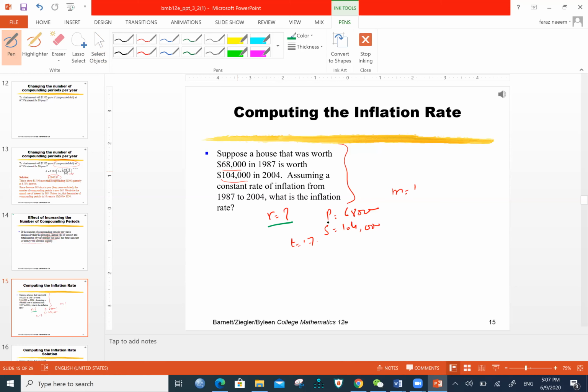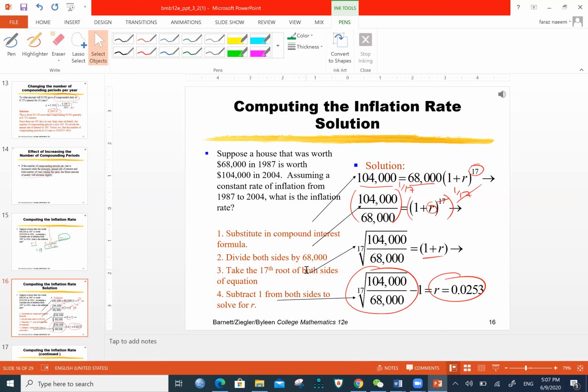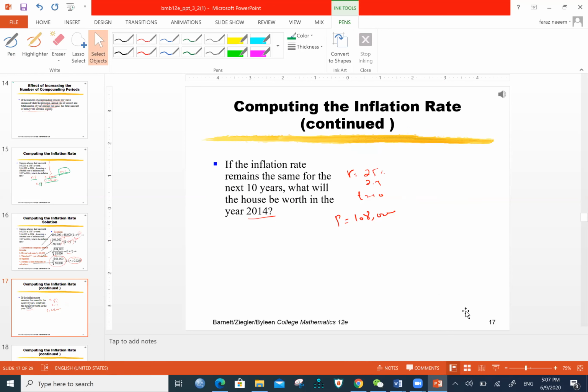Principal amount is 68,000. It went to 104,000 in 2004. So T is 17 years. M is annually, so M is 1. When you substitute the values, you can get the interest rate. R is 0.0253. Any questions so far?